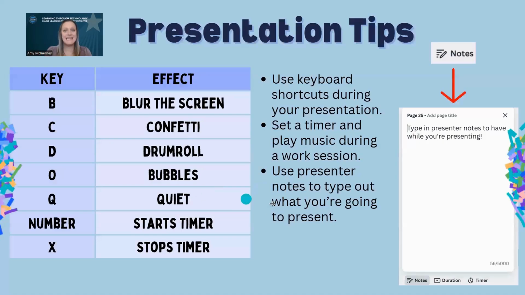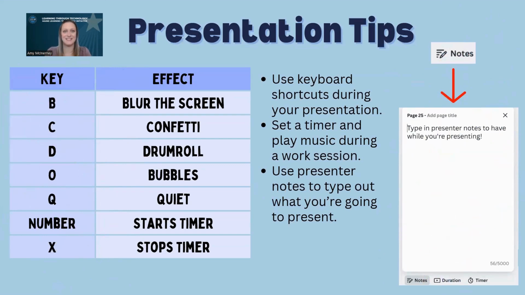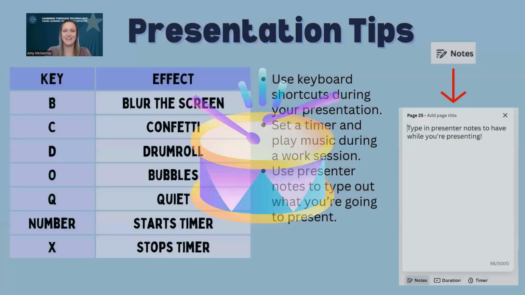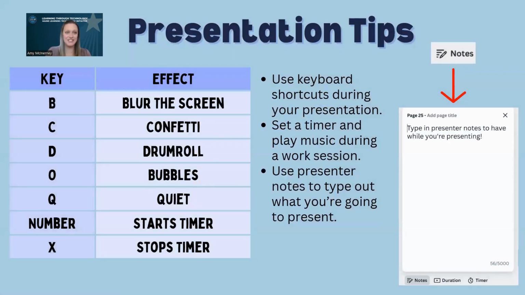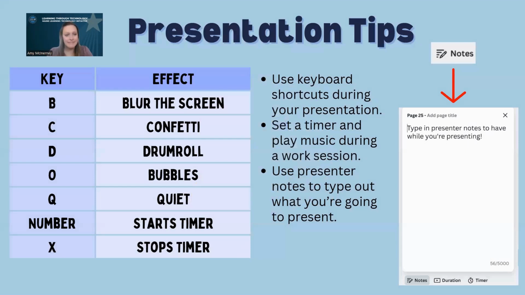By clicking on C, you have confetti. A great way, again, to get students' attention or to celebrate something in the classroom. If you're announcing something, you can click on D for drum roll. To get your class's attention, you can click on Q for quiet. As a librarian, I approve of that. That is librarian approved.